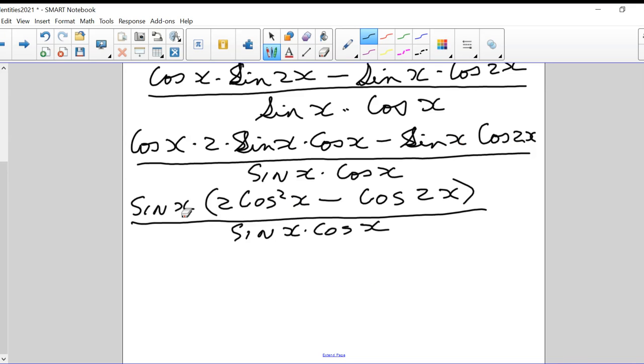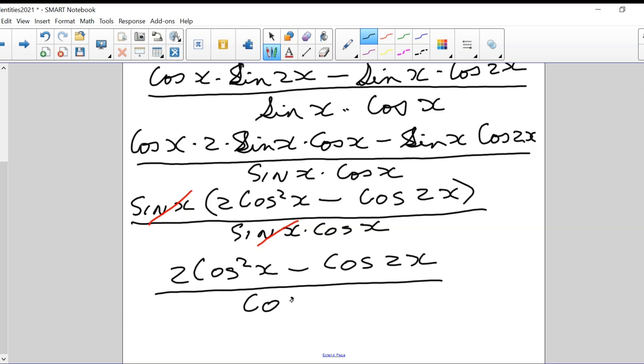Now, I can reduce this here. Does everybody see how I can reduce this? I have a sine x on top times this. I have a sine x times a cos x on the bottom. So it's okay for me under those circumstances to cancel this out. Okay? So here's what I'm left with so far. I'm now left with 2 cos squared x minus cos 2x all over just simply cos x.